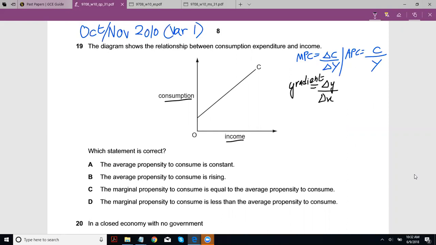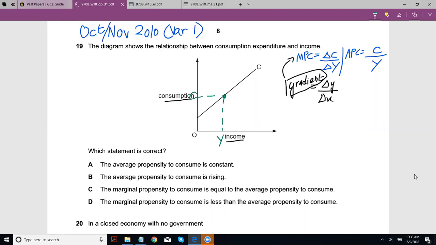And if you remember a bit of math, change in y over change in x is equal to your gradient. So the gradient of your line shows your MPC, which is positive and constant because it's a straight line, so it has a positive constant gradient. Your APC, on the other hand, is when you take any particular point that you want to look at, you figure out the consumption from here, you figure out the income from here, and you simply divide consumption over income.